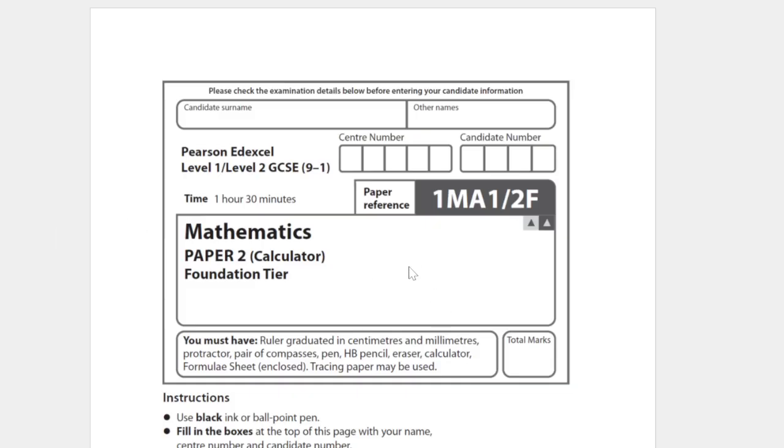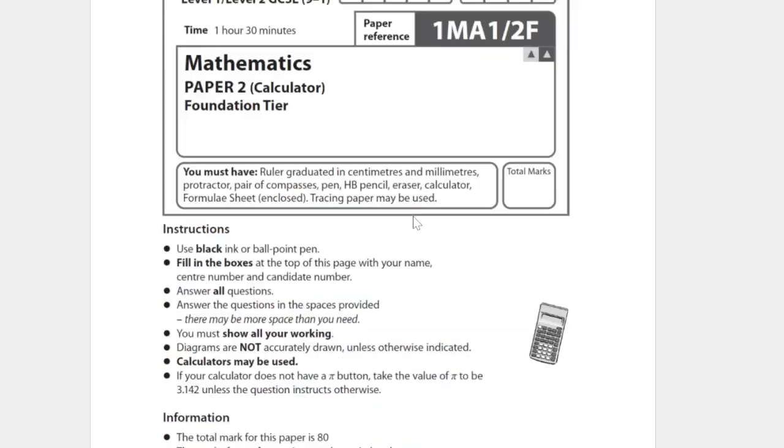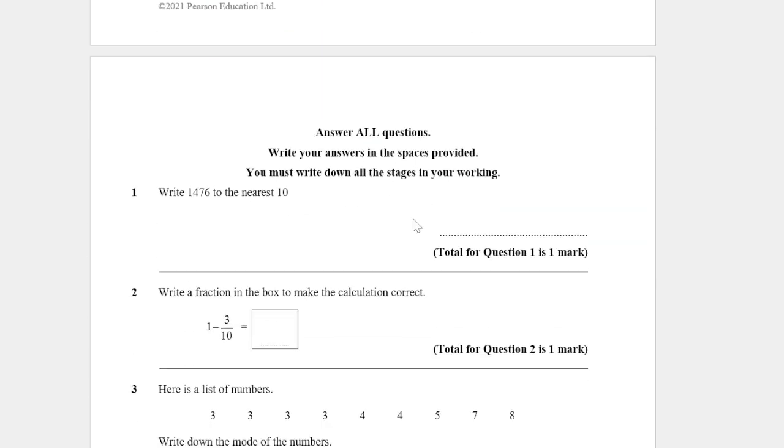Okay, so this is the way the paper was presented back in summer 22. I'll make a start straight into question one. So, question one, write 1,476 to the nearest 10. So, to the nearest 10, this is our 10 digit. The number behind it is a 6, so we'd round it up to 1,480.